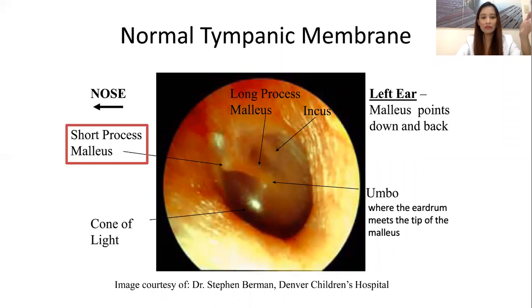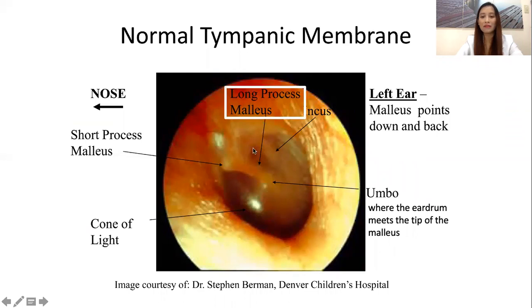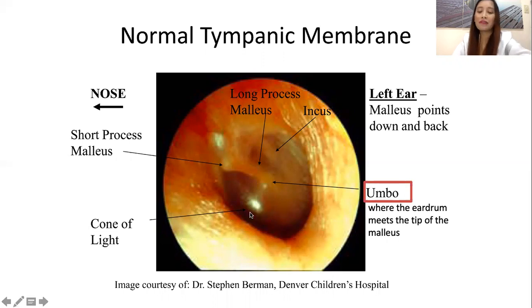The landmarks that you will see are the short process of the malleus and the handle of the malleus, or the long process of the malleus. You should be able to see that when you do your otoscopy. Where the eardrum meets the tip of the malleus is called the umbo, and beside that will be a reflection of light, called the cone of light.